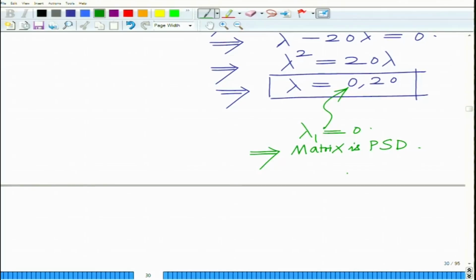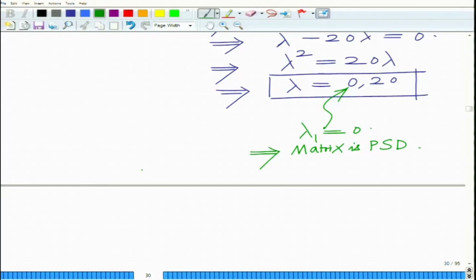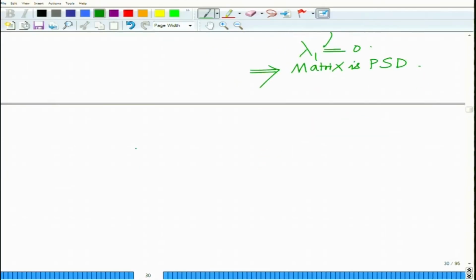Now, for a symmetric matrix, if the eigenvalues are greater than or equal to 0, one can also conclude the reverse of the forward property: for a symmetric matrix, if the eigenvalues are greater than or equal to 0, the matrix is positive semi-definite. If the eigenvalues are greater than 0, the matrix is positive definite. For a symmetric matrix A, it is an interesting property.